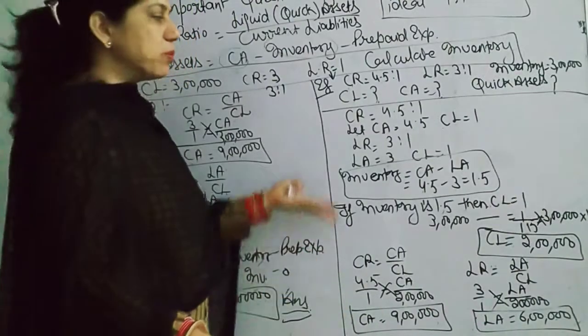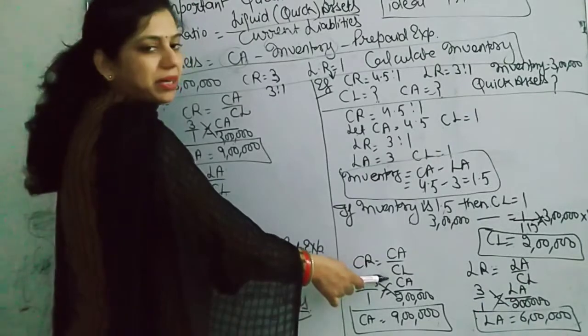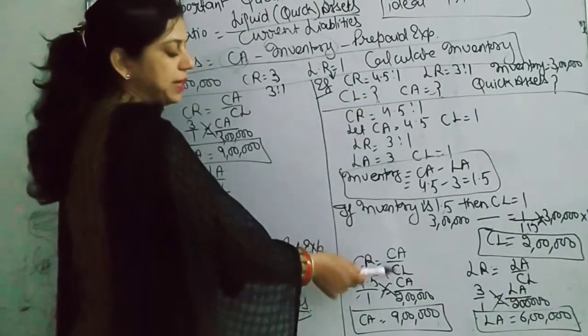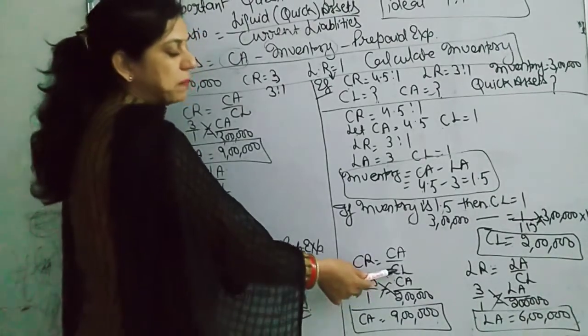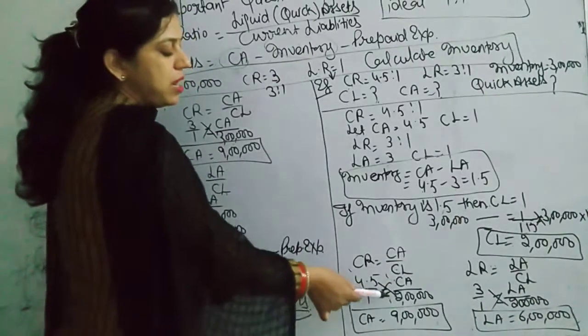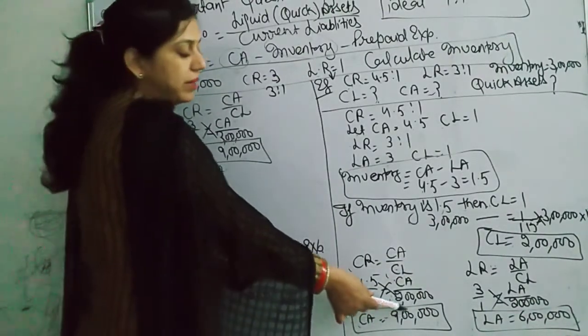Now just simply put the formula. Current ratio is equal to current assets upon current liability. 4.5 upon 1 is given in the question. Current assets are not given, but current liability we have calculated as 2 lakh. Just cross multiply, 2 lakh multiplied by 4.5. So current assets will become 9 lakh.